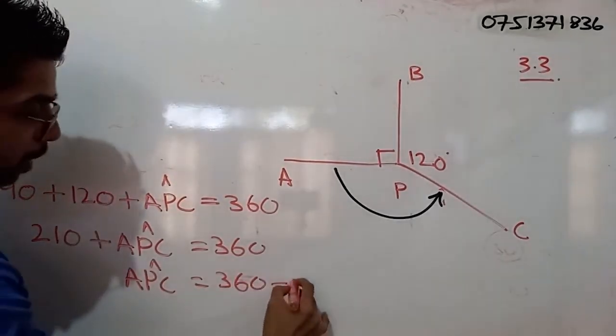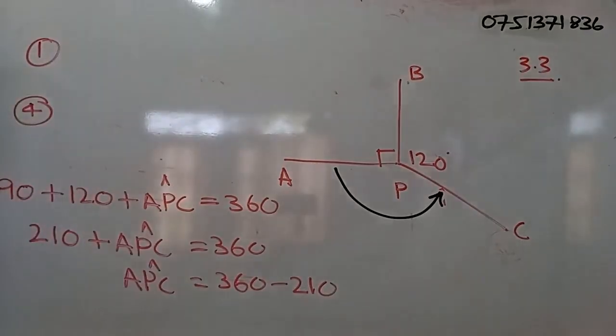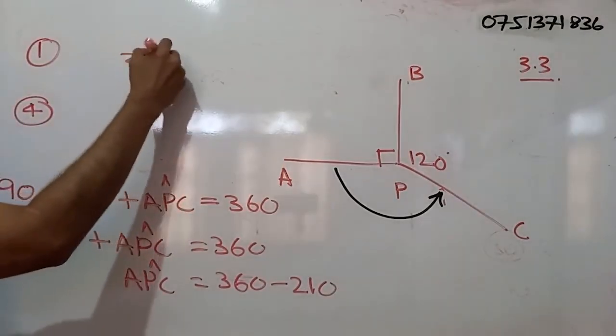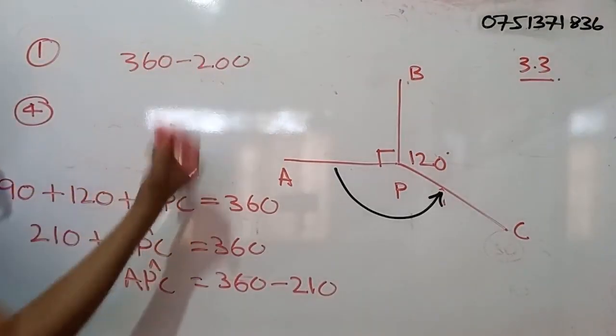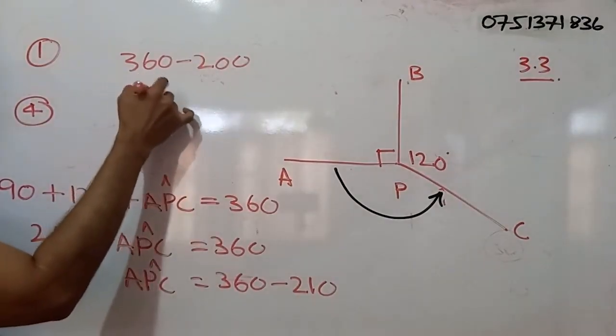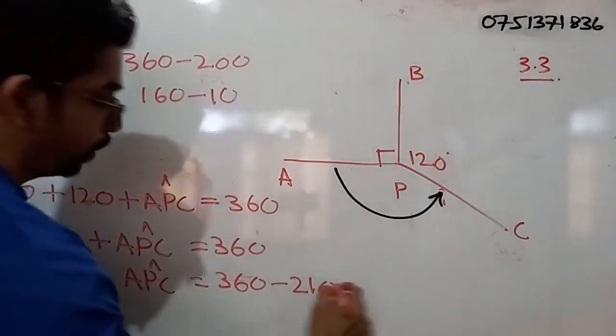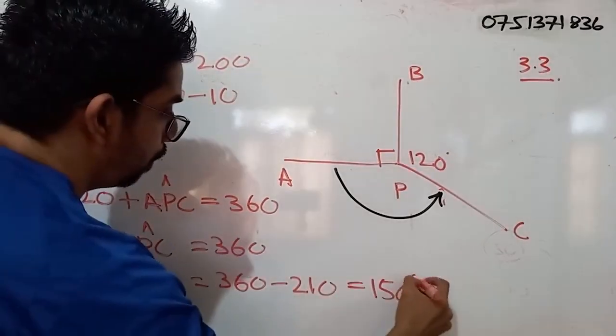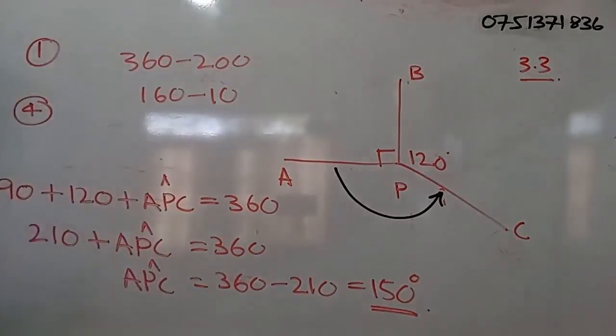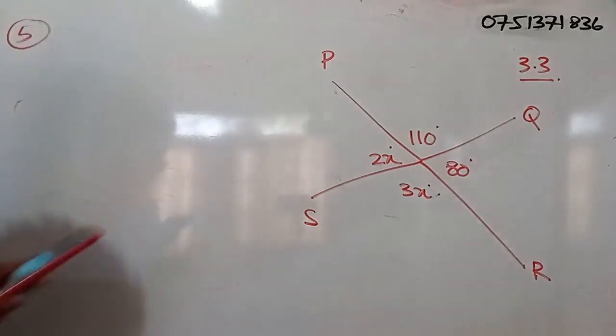360 minus 210. Right? So 360 minus 200, we know that is what? 160. From that we have to subtract another 10. So here the answer will be what? 150 degrees. 150 degrees.